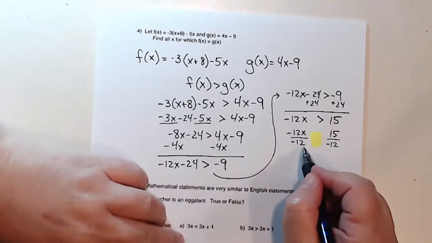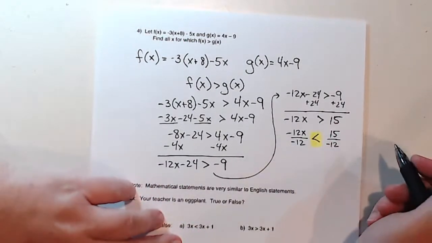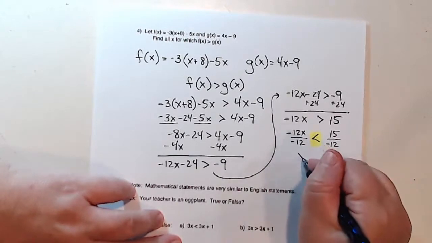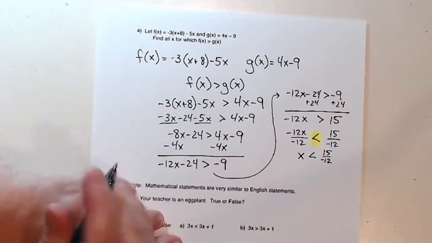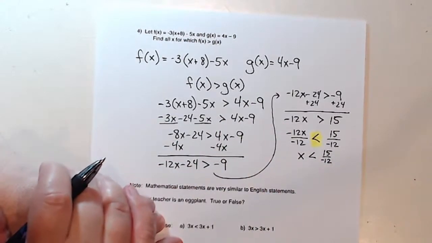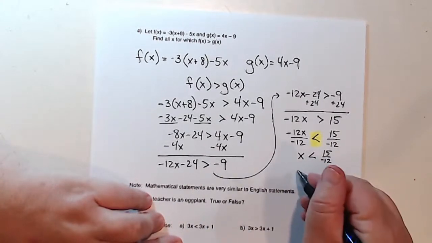If I divide by a negative number, that inequality has to face the other way. So x is less than 15 over -12. Now, you're going to think we're done. We're not done because math is never that easy. There's a reason people in grad school cry.